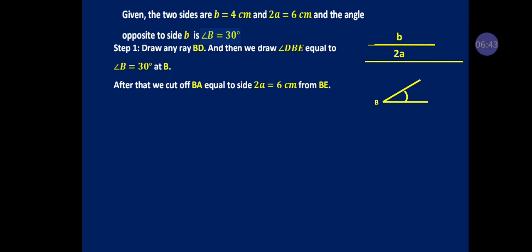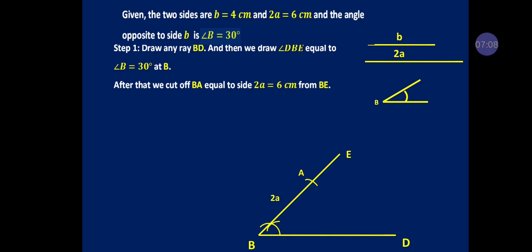Well, in the first step, we draw an angle equal to angle B at point B of the line BD. Here we made an angle equal to that angle B. Then after that, we cut a segment BA from B equal to 2A. So here it is.